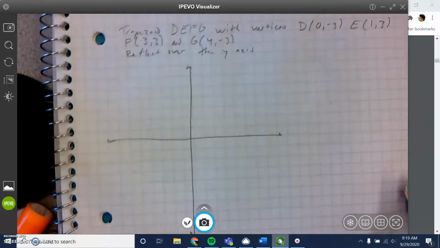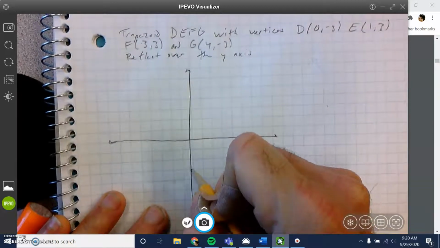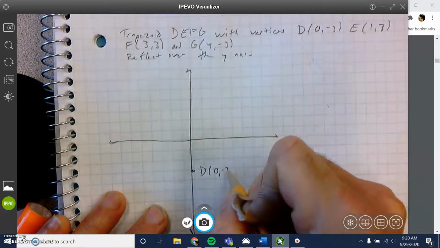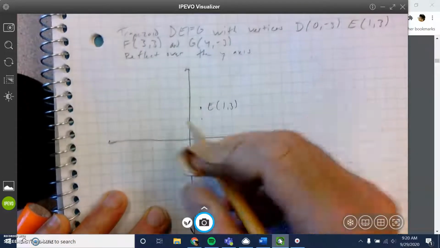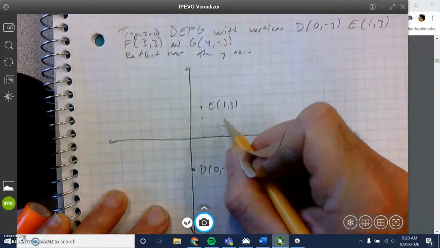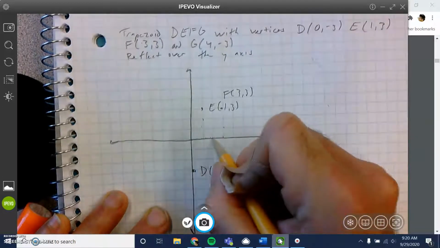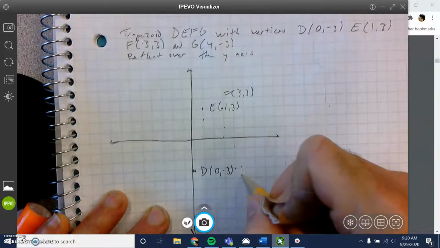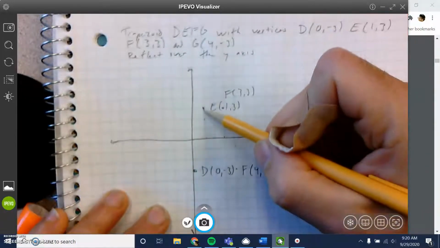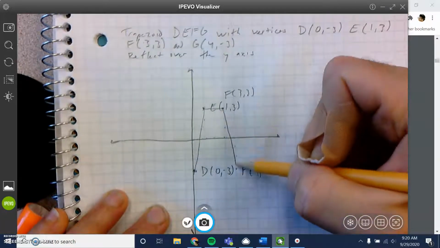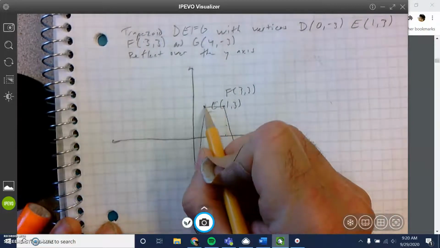Ready, set, go. All right, real quick. See if you got the whole thing. D is 0, -3. E is 1, 3. And F is 3, 3. And G is 4, -3. Cool, so it looks like this. There's your trapezoid. Trapezoid has one set of parallel sides. Looks like that. And then you're going to reflect.